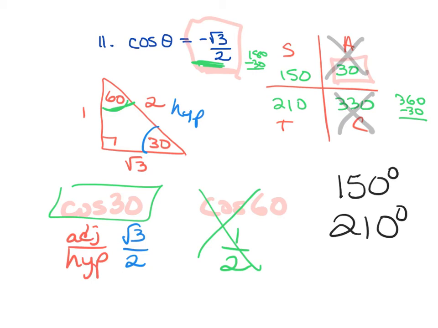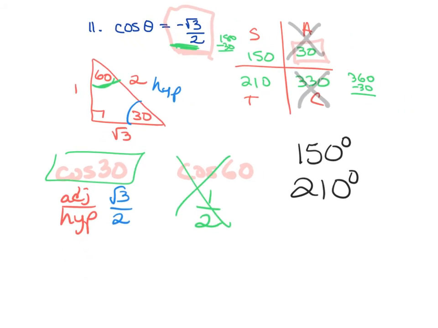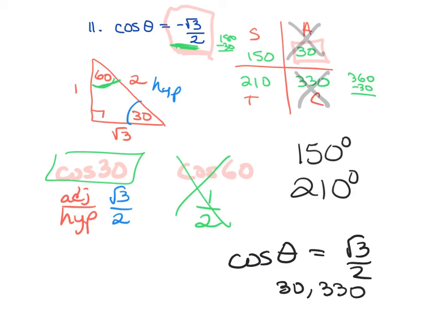Reference angle could be the answer. Let's say the question was find cosine of positive root 3 over 2. Then those answers would have been 30 and 330. But if it's a negative answer, then you'll never use the first quadrant, if it's cosine, because that's always positive there.